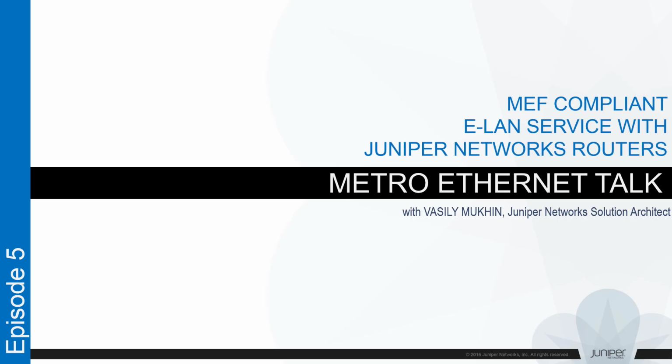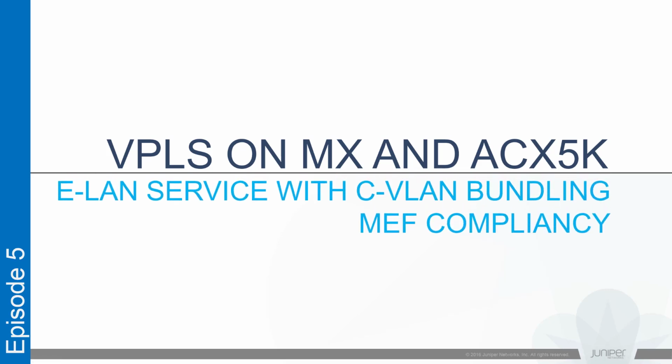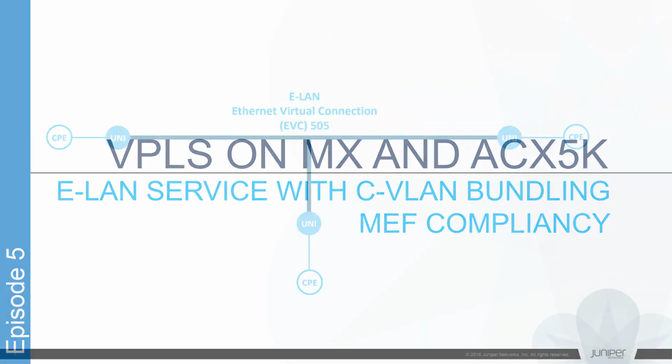Within the course of today's session, I will show you how to enable E-LAN service in an MPLS network with Juniper Networks routers. VPLS becomes an obvious choice for this type of virtual connection in an MPLS network. By itself, VPLS has been supported in Junos for quite a long time, and there are different ways it can be configured. Our focus today is an E-LAN connection between ACX5K and MX series routers with CV-LAN bundling enabled and essentially service compliancy with the MEF spec.